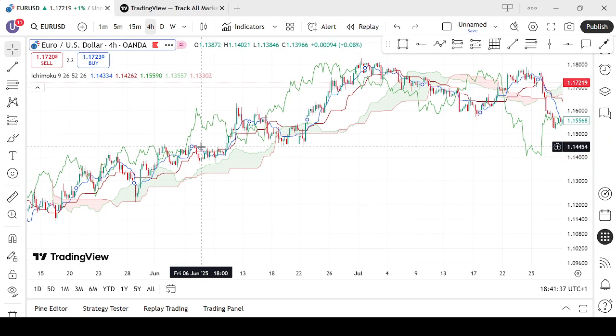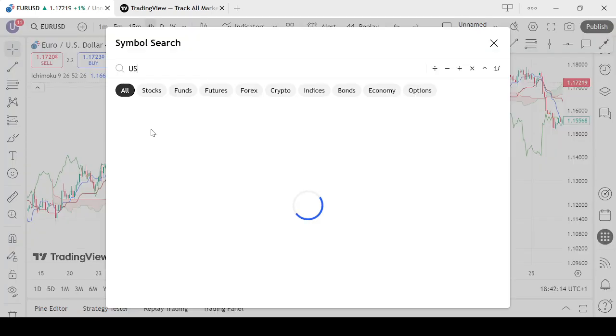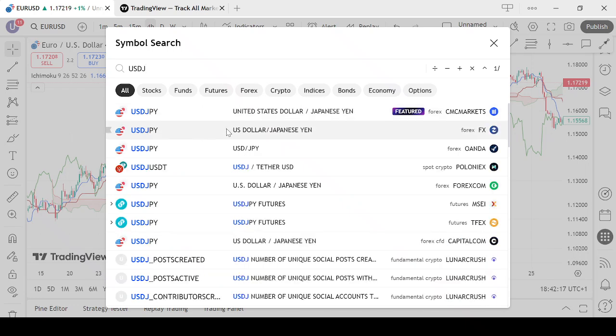Traders often use the cloud as a dynamic support and resistance zone, looking for price to bounce or break through this line. Now, to maximize the effectiveness of the Ichimoku indicator, focus on time frame ranges from 1 hour to daily time frame. These intermediate to long term charts provide more reliable signals and reduce noise often found in shorter time frames. The indicator performs exceptionally well on JPY pairs due to its Japan origin. So it is always good to use the JPY pairs with this strategy.